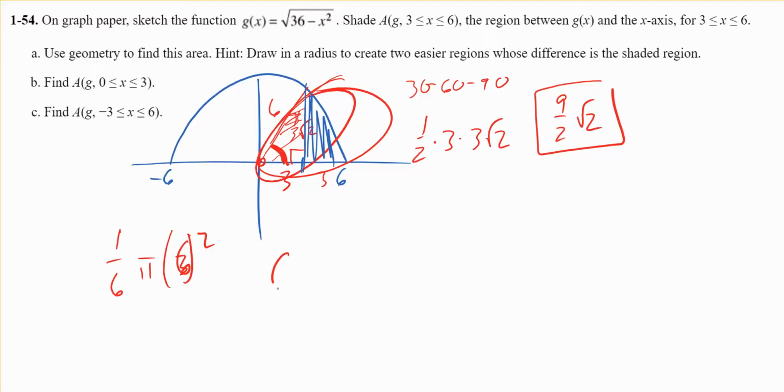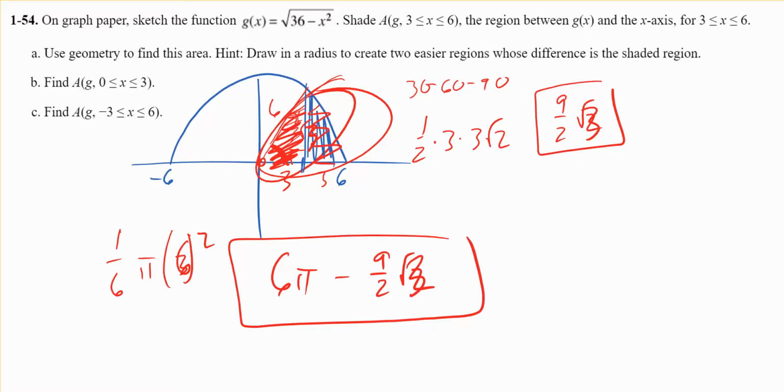This piece is 6 pi. This piece is 9/2 root 3. So if I go 6 pi minus 9/2 root 3, that should get me... Why didn't I make that a 2? x, 2x, x root 3. Sorry about that. So 6 pi minus 9/2 root 3. That would be the area of the blue.